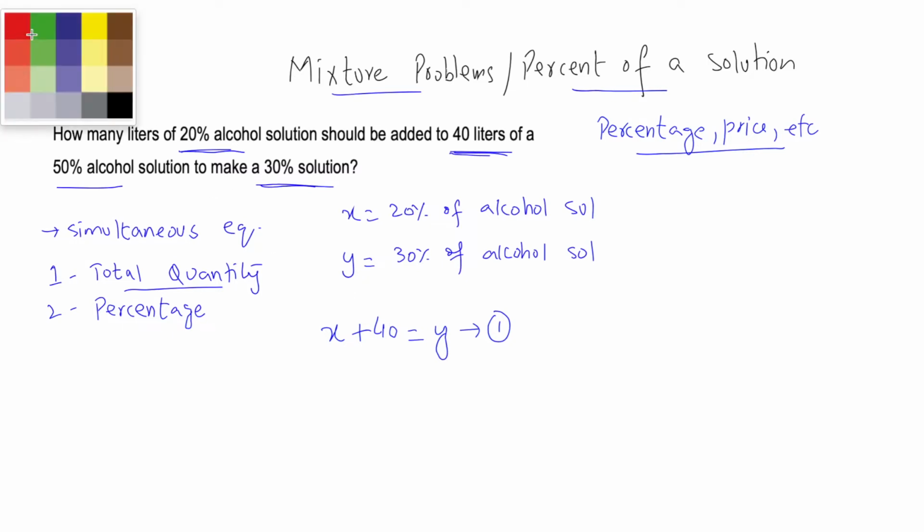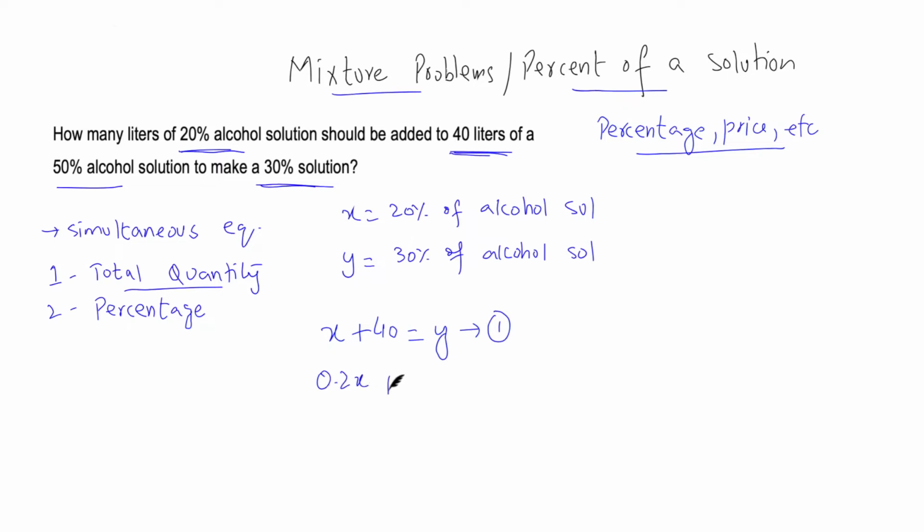The second equation will be of percentage. Now we've got how many liters of 20% alcohol solution. We already know that we have this X. So 20% of X is 0.2X, plus, should be added to 40 liters of a 50% alcohol solution, plus 0.5, 50% of 40 liters, to make, that equals 30% of Y, 0.3Y. And we already have Y, just replace this with Y and you will get your answer.